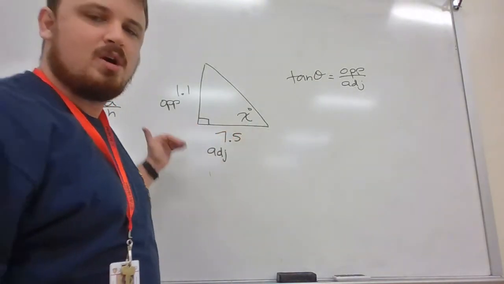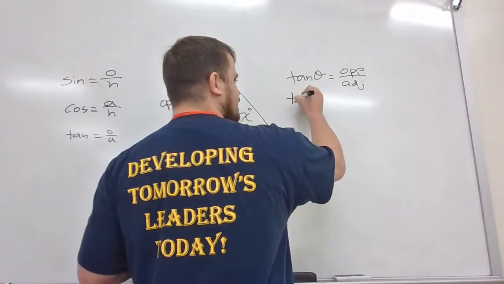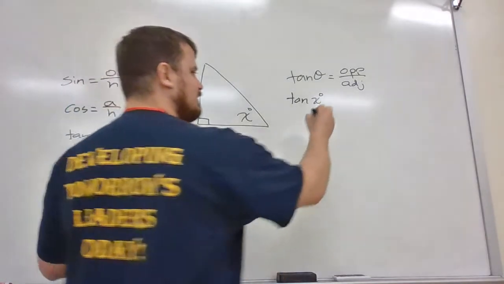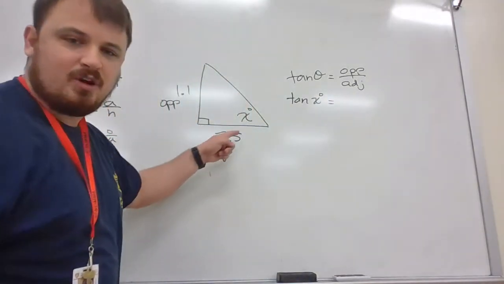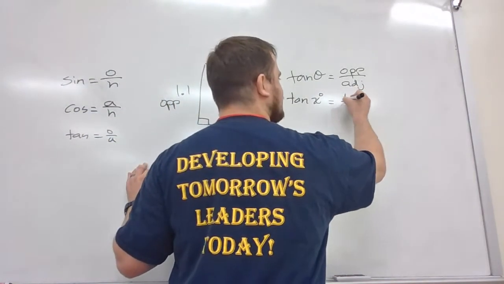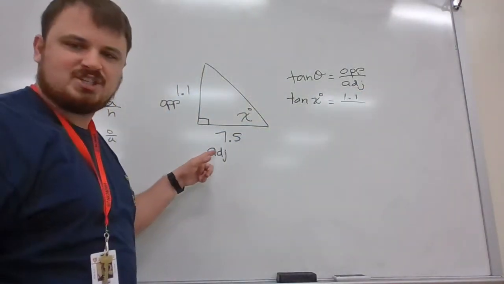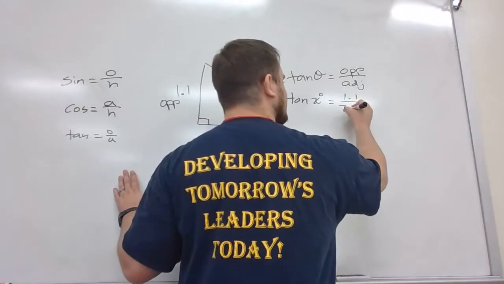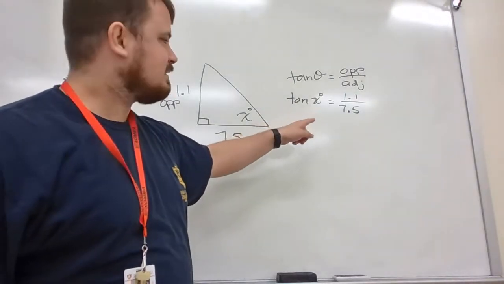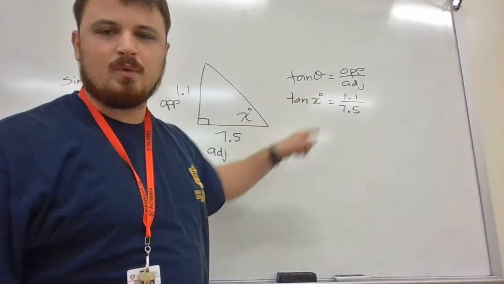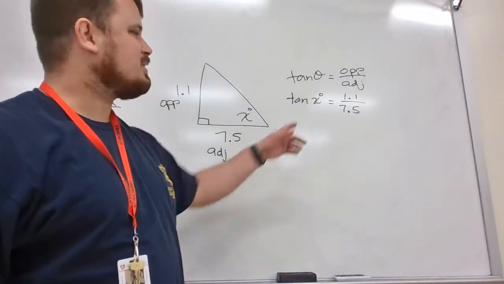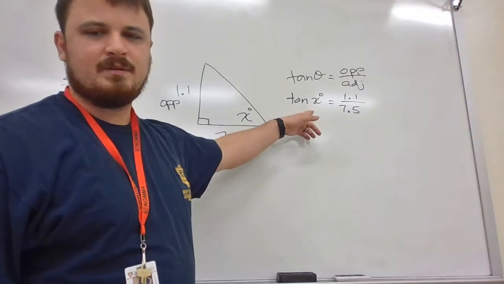So when we plug in what we know, we'll have tan x degrees equals, from here, what's the opposite? That was 11.1 over the adjacent, which is 7.5. Okay, so you have tan of x degrees equals 11.1 over 7.5.